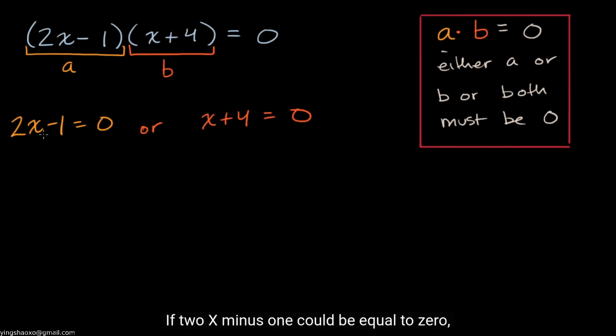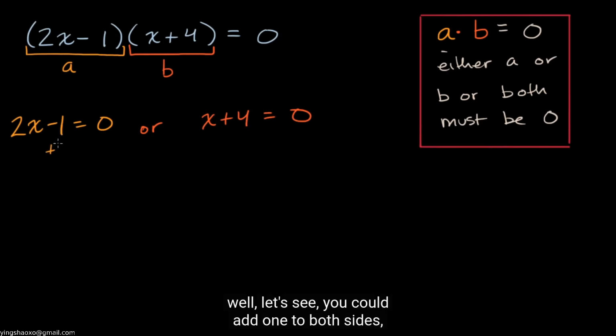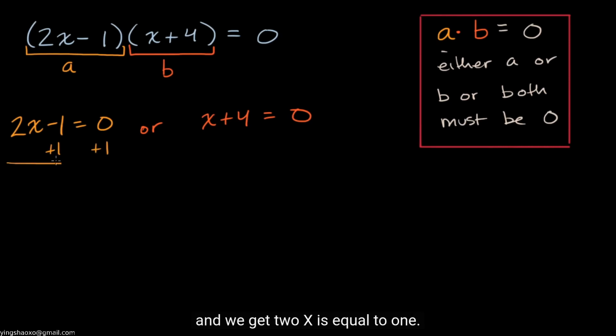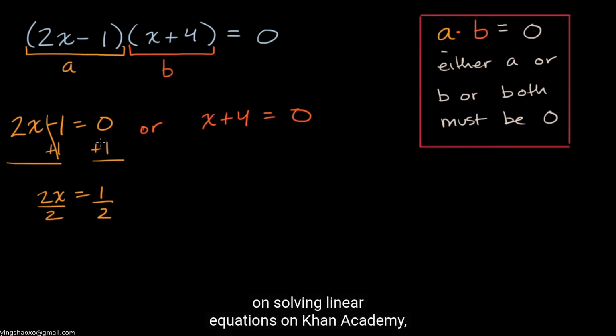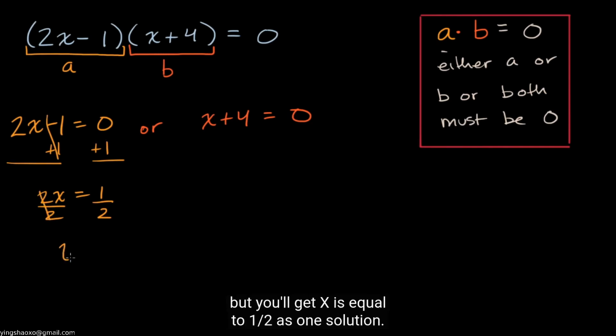If 2x minus 1 could be equal to 0, well, let's see, we could add 1 to both sides, and we get 2x is equal to 1. Divide both sides by 2. And this is just straightforward solving a linear equation. If this looks unfamiliar, I encourage you to watch videos on solving linear equations on Khan Academy. But you'll get x is equal to 1/2 as one solution.